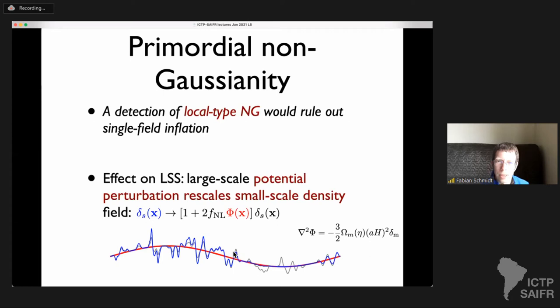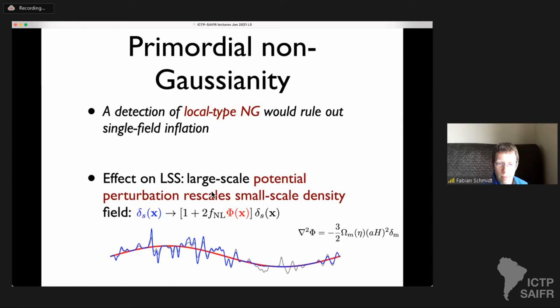The main surprising thing is that if you have local primordial non-Gaussianity, this effect is mediated by the primordial potential, right? Because this coupling was present during inflation. So when can that be? When you have several fields active during inflation. So basically what you can think of happening is you start with a standard Gaussian density field, and now we rescale it in a location-dependent way, depending on the large-scale primordial potential.